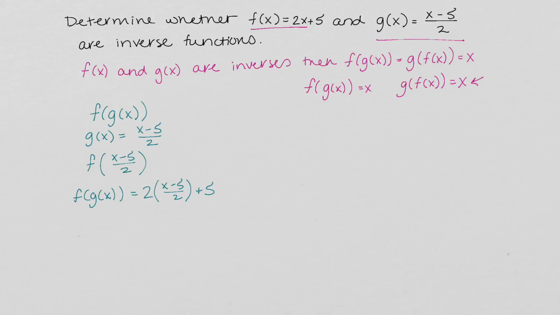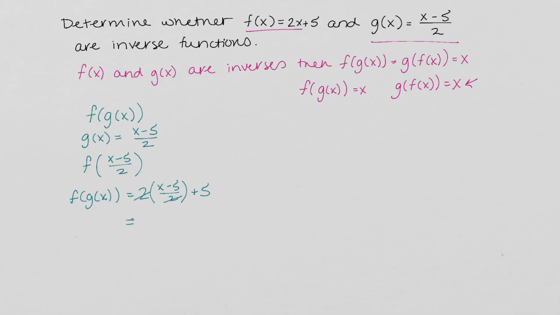So this 2 and this 2 cancel out. And I get x minus 5 plus 5, where your 5s also cancel out. So we just get x. And that's what we wanted, right? That shows us that f and g might be inverses of each other. I can't make a definitive decision about this yet, but they might be, right? That's what we wanted.